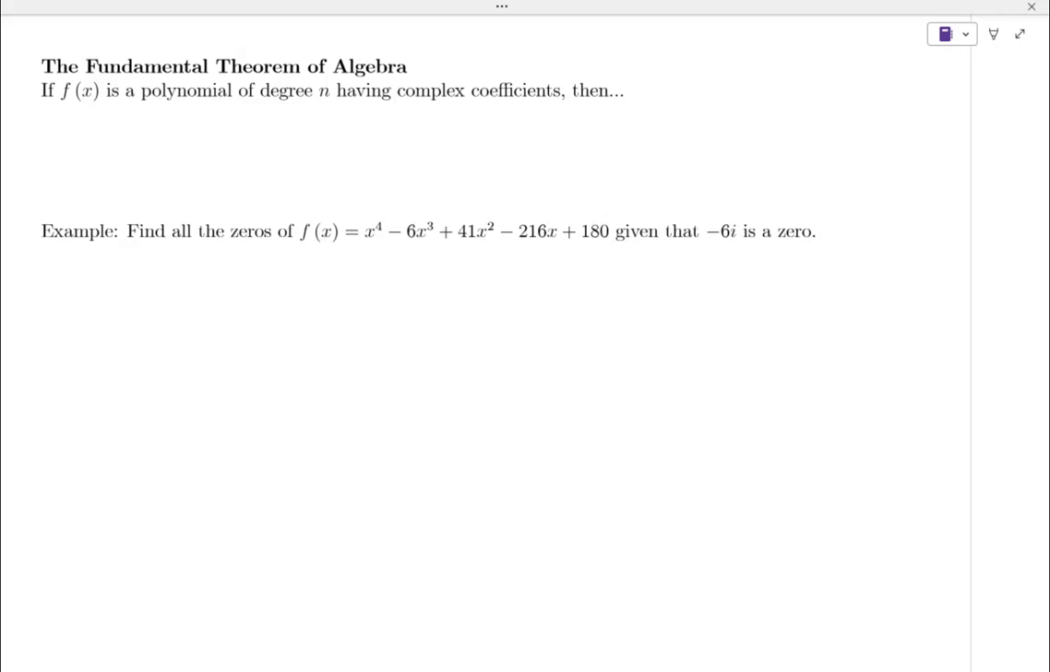So if we have a polynomial of degree n, and it has complex coefficients, we'll only deal with anything that has real coefficients. But the theorem is that if it has complex coefficients, then f has exactly n zeros when we count multiplicities.